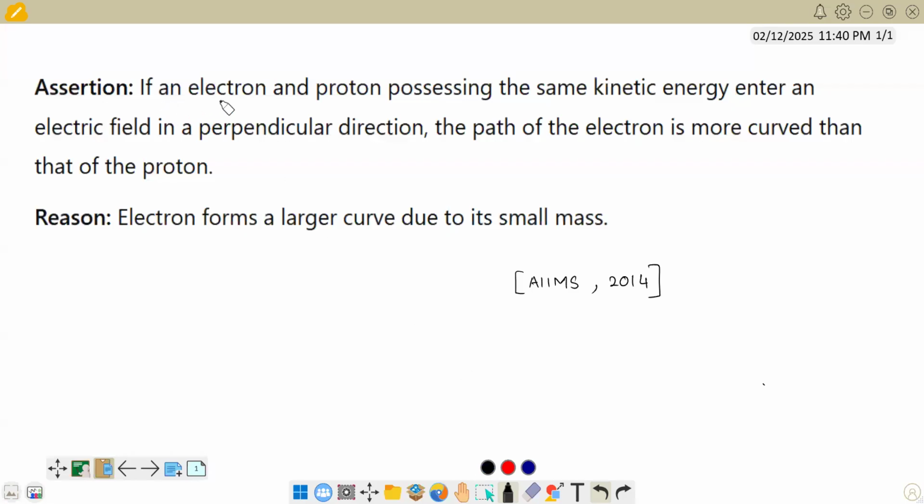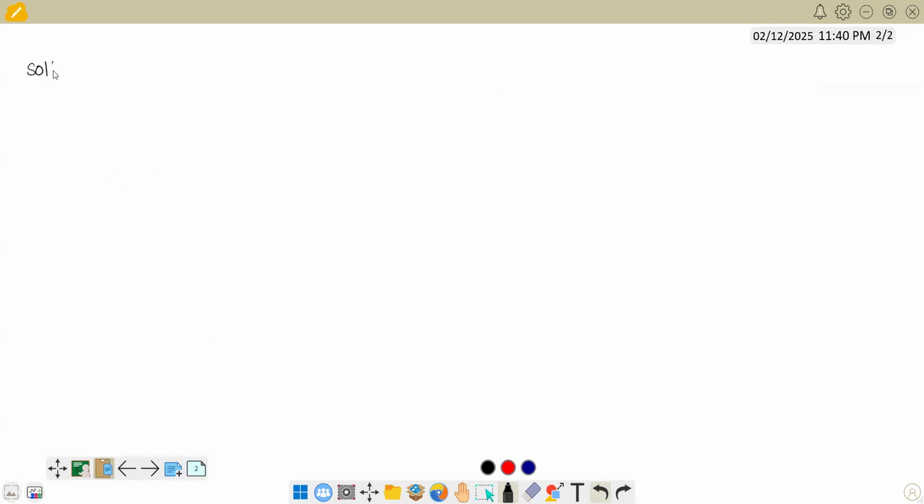Hello student, the question says if an electron and a proton possessing the same kinetic energy enter an electric field in perpendicular direction, the path of the electron is more curved than that of proton. He's saying the path of the electron is more curved than that of proton. Electron forms a larger curve due to its smaller mass. So let us see that.